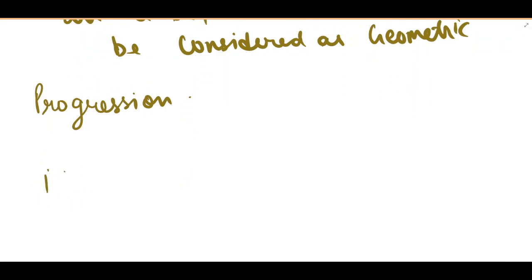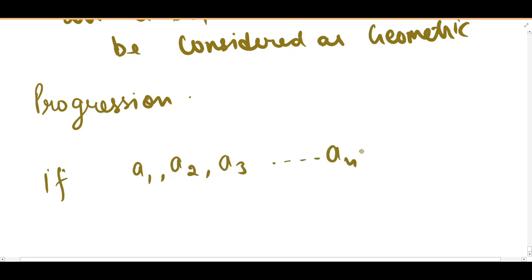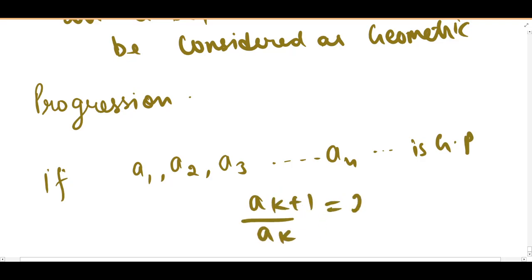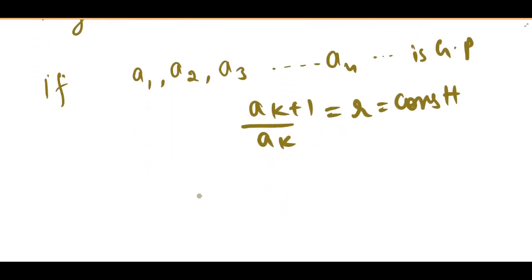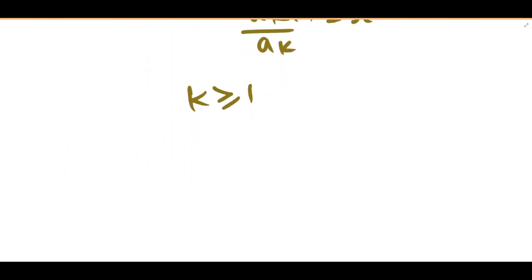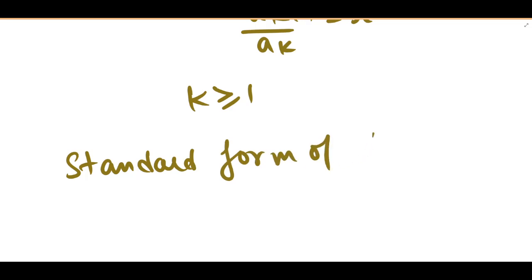In general, if we have a1, a2, a3, and so on up to an, in a geometric progression, then a(k+1) divided by ak is equal to r, which is a constant, where k is greater than or equal to 1. So what is the standard form of a geometric progression? The standard form of GP.